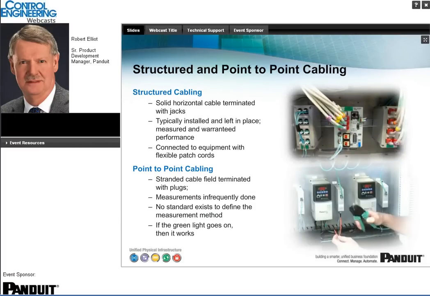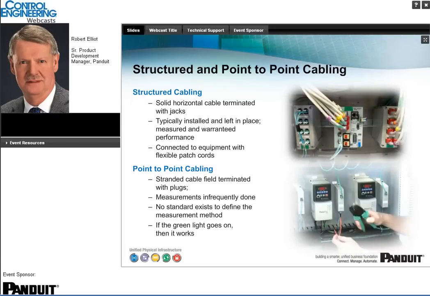So just to summarize, structured cabling is a solid horizontal cable terminated with jacks, and typically the horizontal cable is installed and then left in place. Patch cords are then used to connect those jacks on the solid cable to the actual equipment itself. We use the term point-to-point cabling as being comprised of stranded cable, field terminated with plugs. The interesting thing here is that measurements are infrequently done.